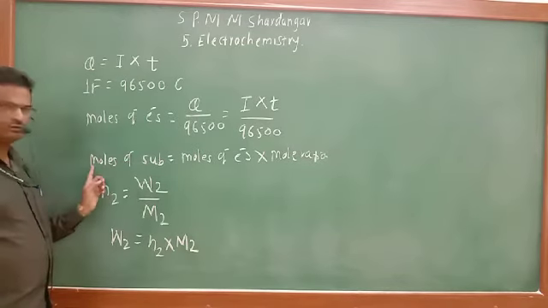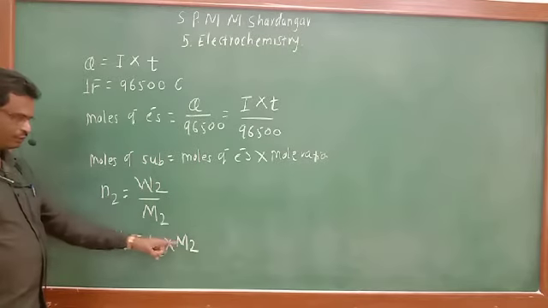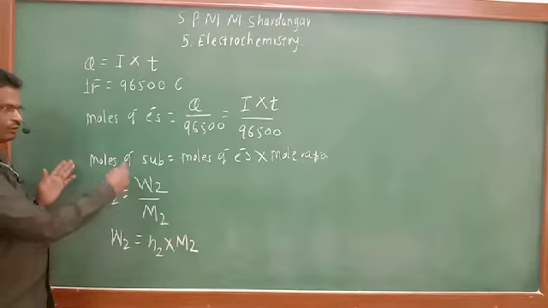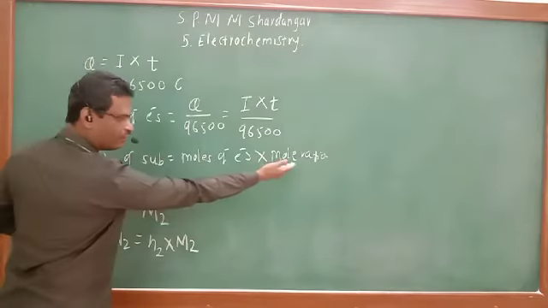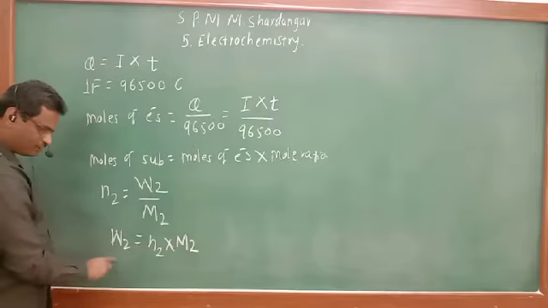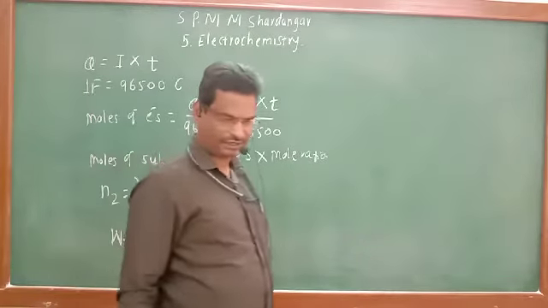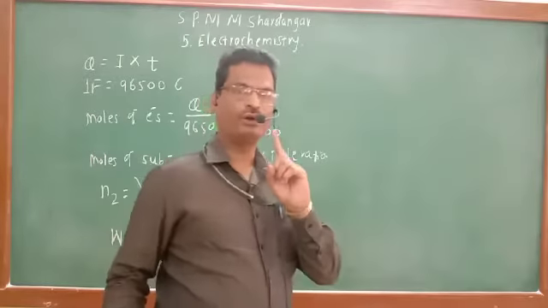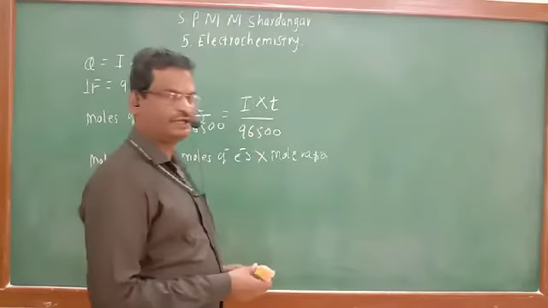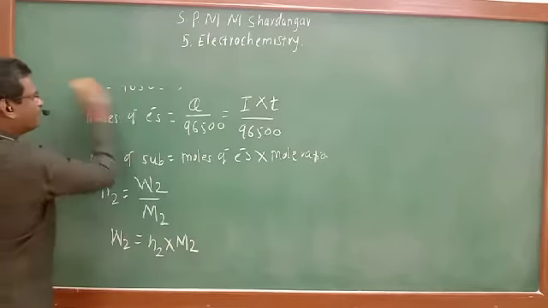The number of moles we know. Number of moles is nothing but the moles of substance. So the moles of substance is moles of electrons into mole ratio. When multiplied by molar mass, it comes to be W2, that is the mass of substance deposited whenever an electrolyte solution is electrolyzed. See, this final equation I am writing here once again.